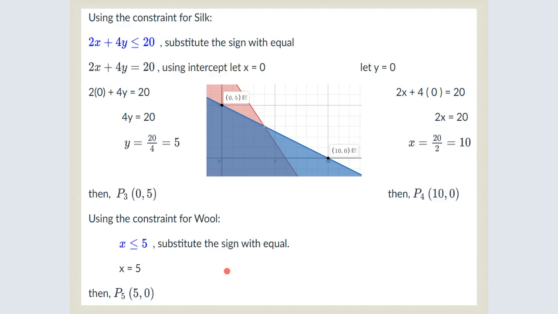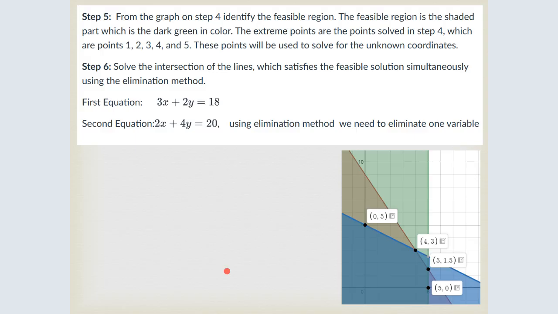Okay, so that would be our solution for the second line. Now, for the third one, we have x less than or equal to 5. Therefore, x is equal to 5. So there's no value of y, meaning y is any value. Now, if we graph it, that would be the green one. And x less than 5, meaning the origin is still part of the solution.